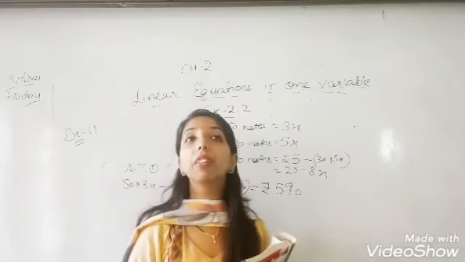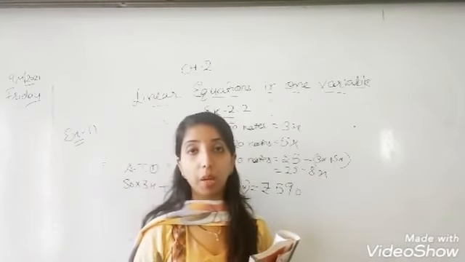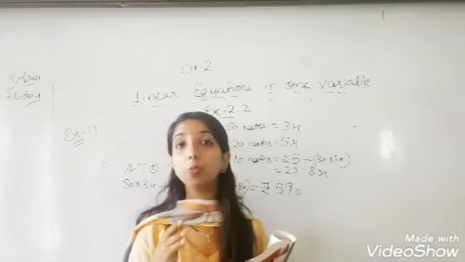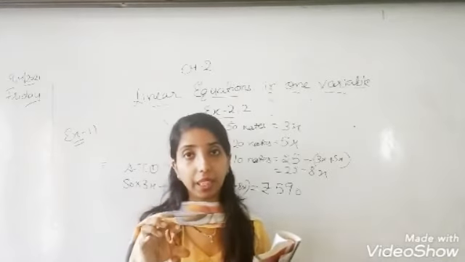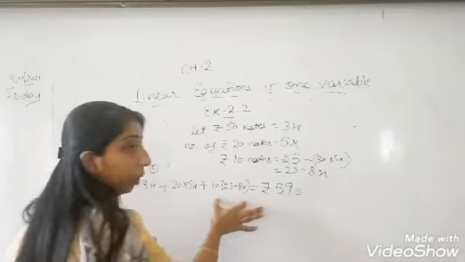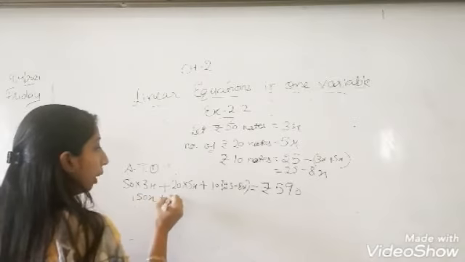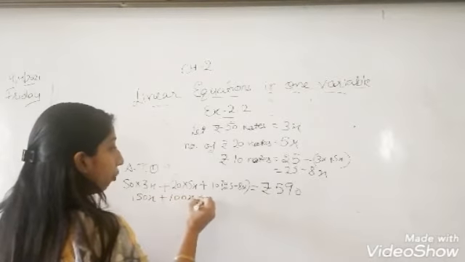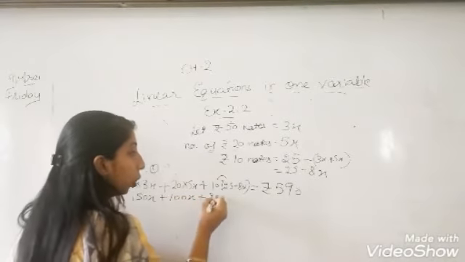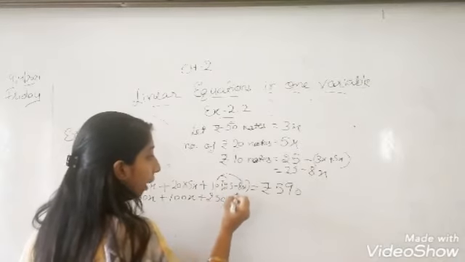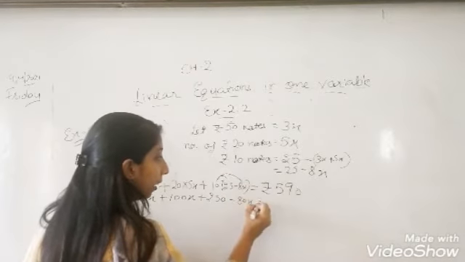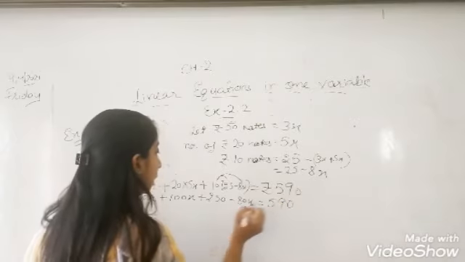For example, I'm having a rupees 10 note and I'm having 5 notes. How much money do I have? 10 into 5, 50. That is why we are multiplying. Okay? So this will become 150x. This will become 100x. And 10 into 25 would be 250. 10 into 8 will be 80x and this 590 remains the same.